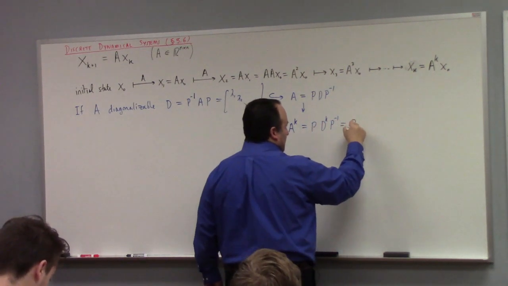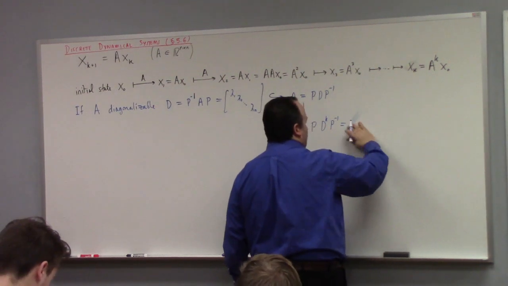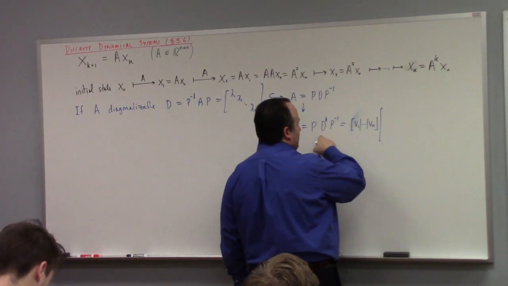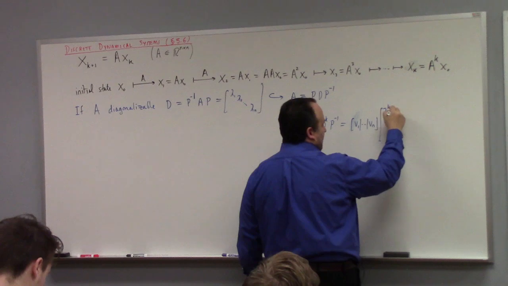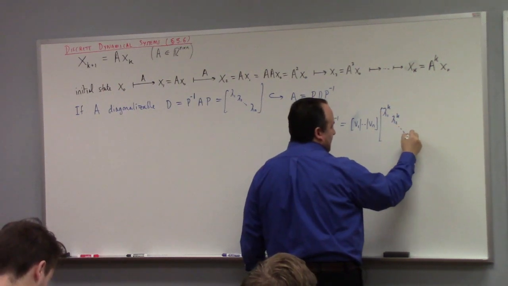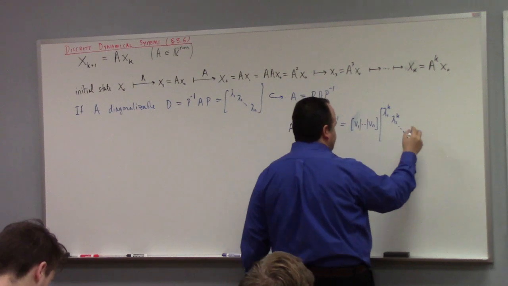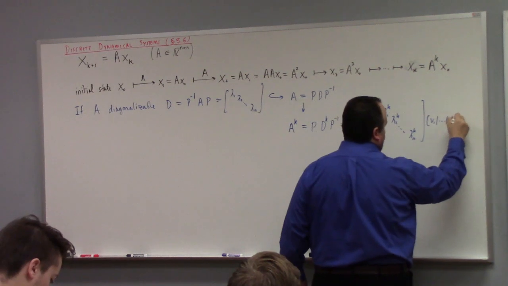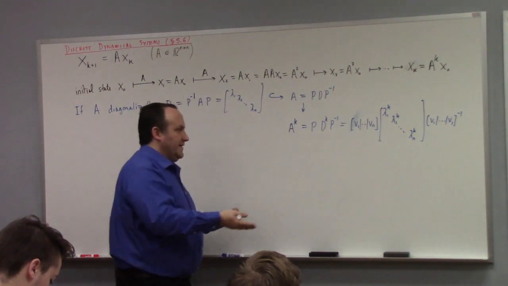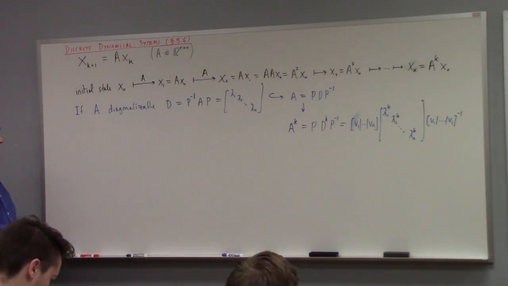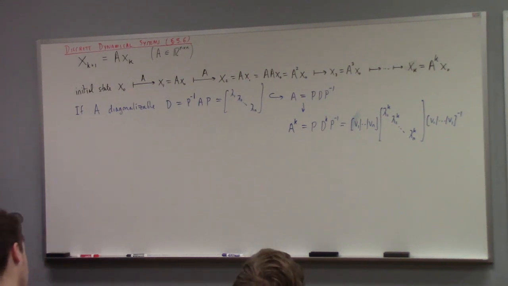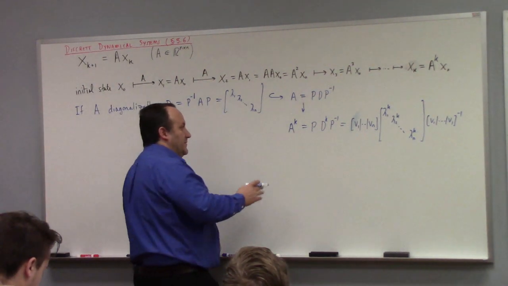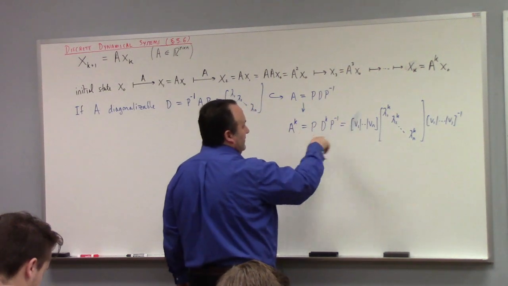Or, to be more explicit, P is V1 through Vn, the eigenvectors, right? And then D to the power k is nothing more than lambda 1 to the k, lambda 2 to the k, lambda n to the k, times that same basis matrix inverted, right? So that gives us a stone-cold formula for the kth power of the matrix if we want to calculate it. So one way you could approach this calculation would be just to explicitly find that.